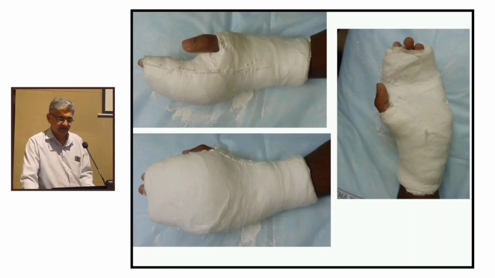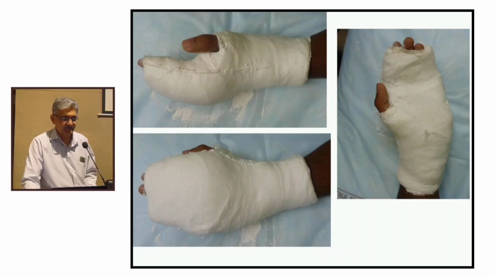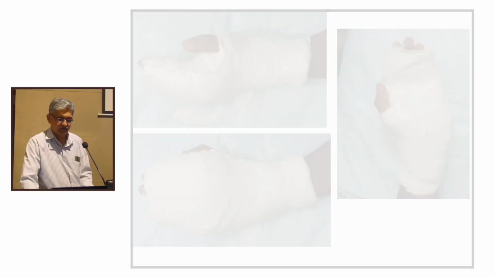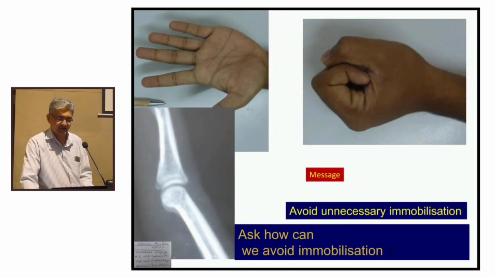This will unnecessarily, that too with a metacarpophalangeal joint extended, invariably lead to a very stiff hand. And therefore the treatment of this patient is to remove this thing and do a good range of motion, which we started. Avoid unnecessary immobilization. If at all you want to treat it, at least keep the MP joint flexed. And therefore this is the way. Just remove the plaster and good range of motion.